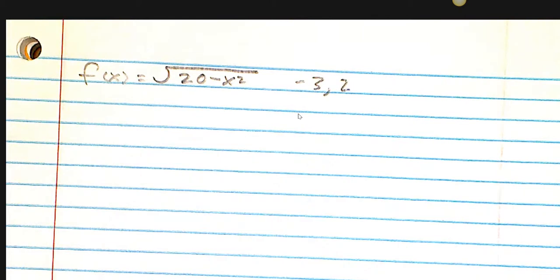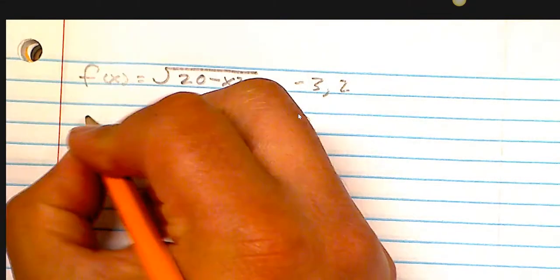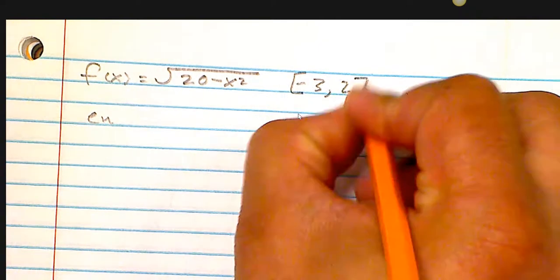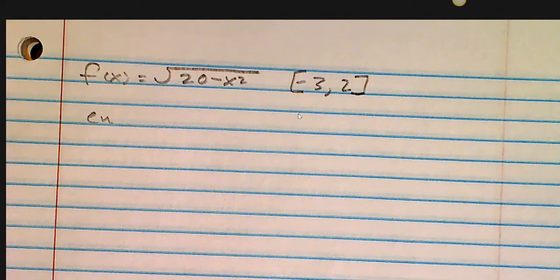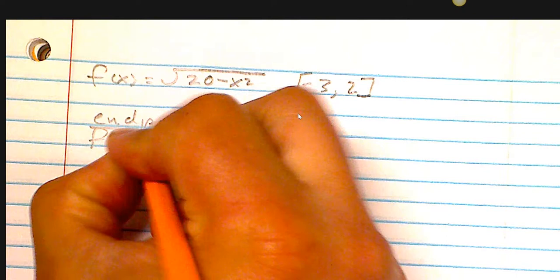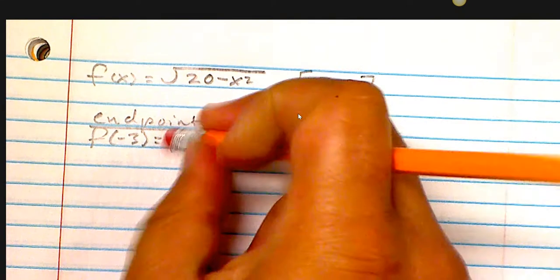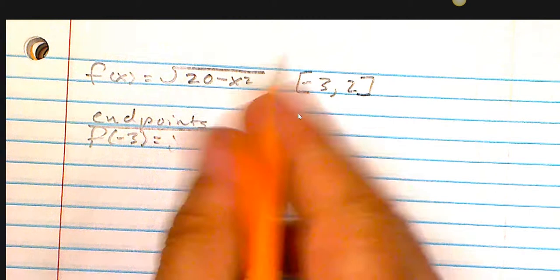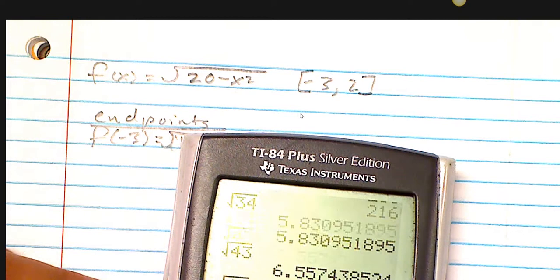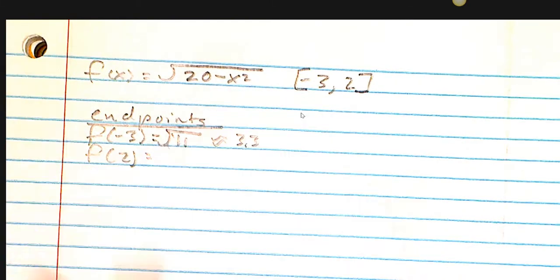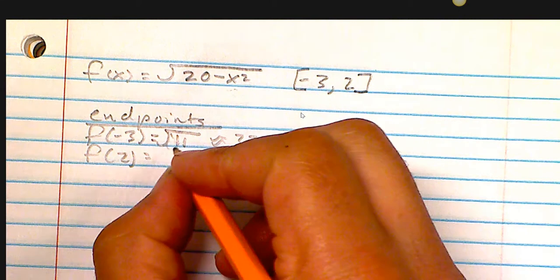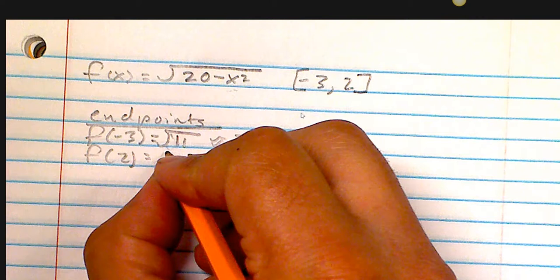So let's go ahead. Endpoints. Brackets. They were brackets, right? Double check. Yep, they were brackets. So let's do the endpoints. F of negative 3 equals, 3 squared is 9, 20 minus 9 is square root of 11. Figure out what that is. 3.3, so roughly 3.3. F of 2: 2 squared is 4, 20 minus 4 is 16, square root of 16 is 4. So we don't have to approximate that.